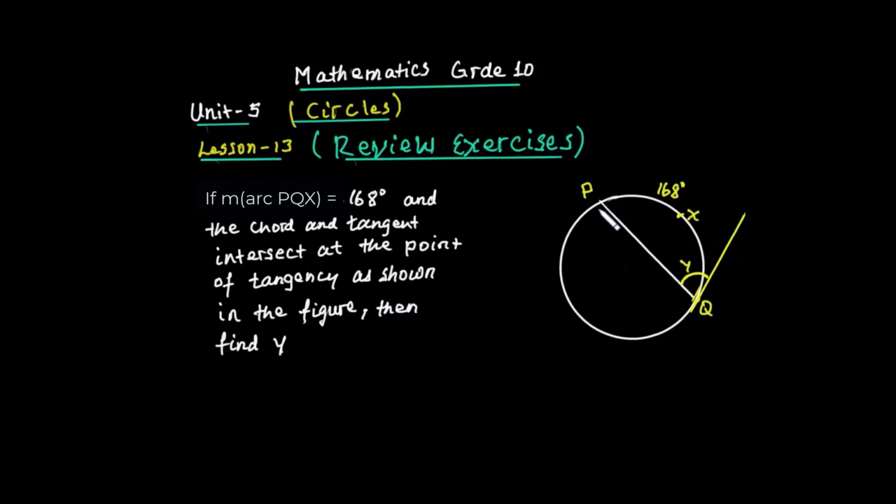This is chord PQ and this is the tangent line. They intersect at the point of tangency Q. If the measure of arc PXQ is 168 degrees and the chord and tangent intersect at the point of tangency as shown in the figure at Q, then what must be the value of y?